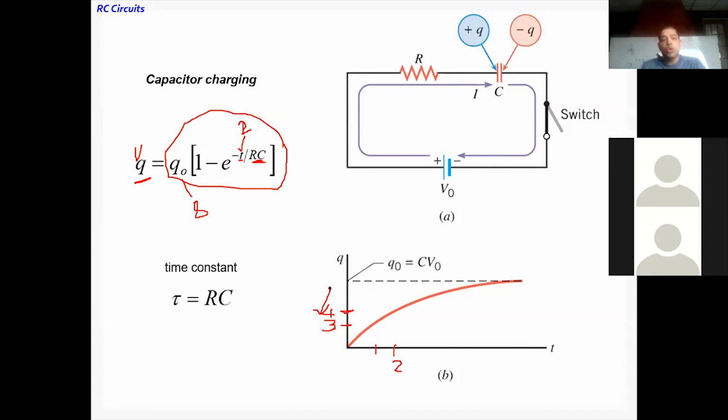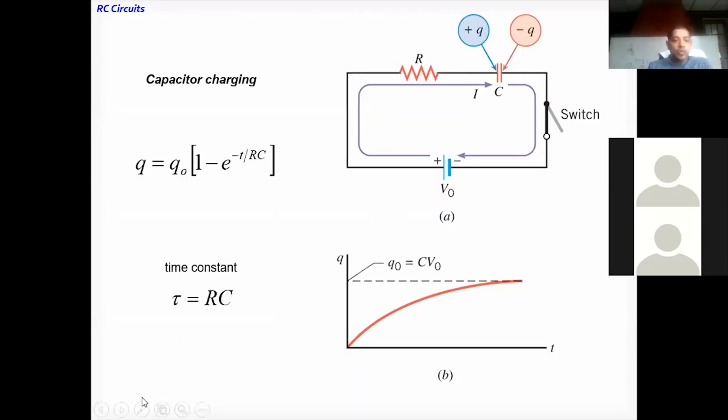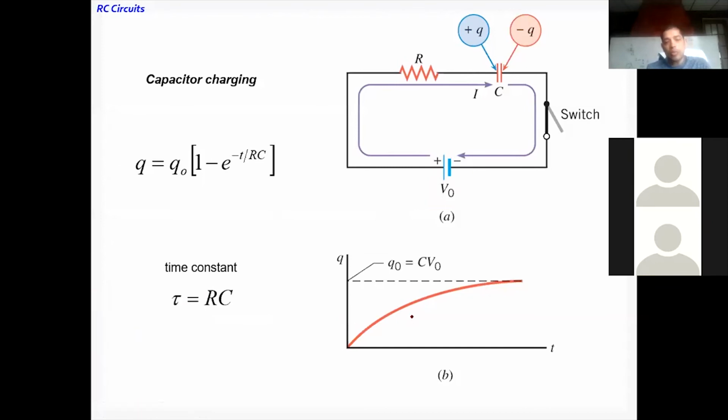Yep. So when T equals 8, let's say, what should be your Q? Q should be 8, right? Now suppose your T is... I'm trying to ask you something here. If I give you T equals RC, suppose this is your T equals 1, and this is your T equals 8.